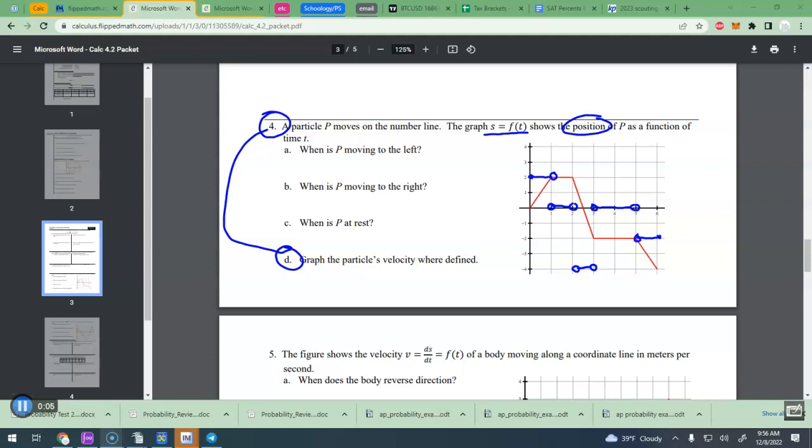Is that alright for 4? What else can I do on here? Were there other ones? Okay. I don't know why this just happened. A second.